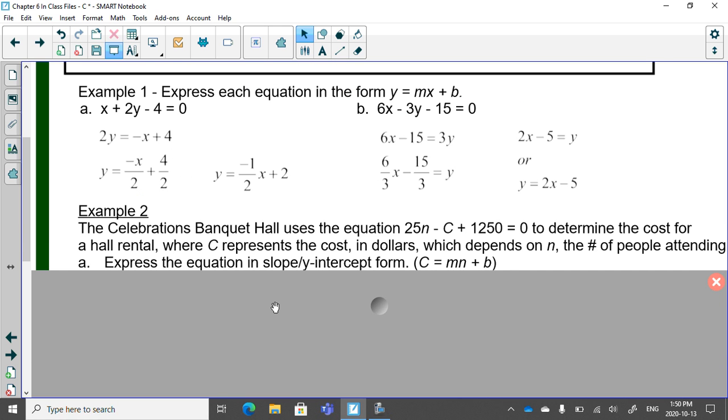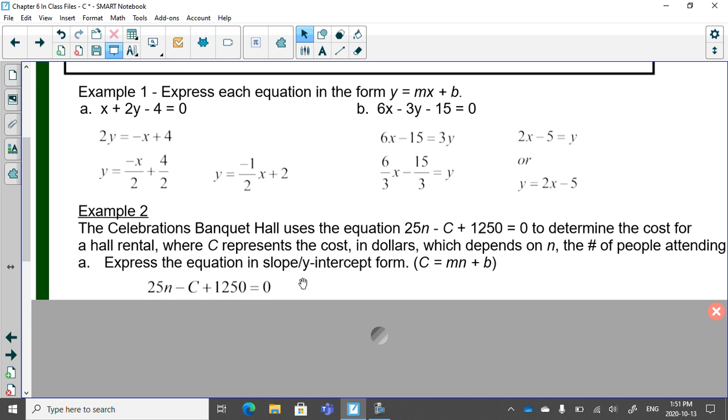Celebrations Banquet Hall uses the equation 25n minus c plus 1,250 equals 0 to determine the cost of a hall rental. C is the cost, and n is the number of people. Let's put this in slope y-intercept form with the c all by itself. C equals how much a person plus how much up front.